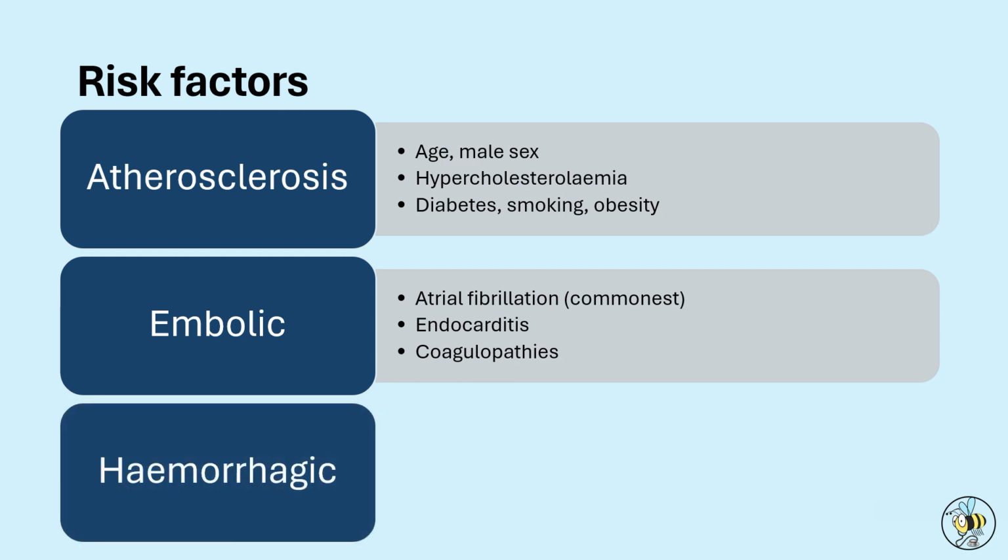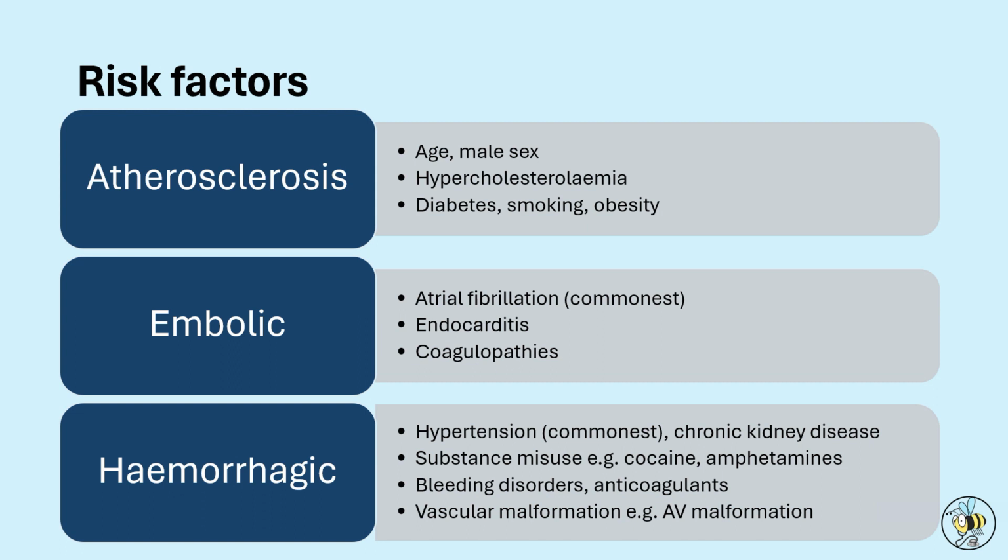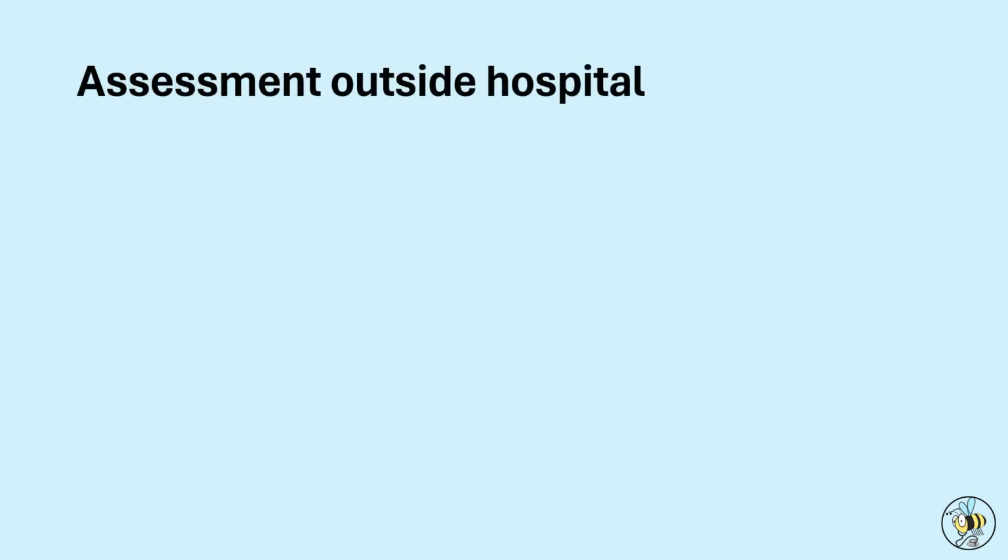Hemorrhagic stroke most often is due to high cerebral blood pressure, which can be from essential hypertension, chronic kidney disease, and substance misuse such as cocaine and amphetamines, which can cause vasospasm of the arteries. Other risk factors include bleeding disorders, use of anticoagulants, and vascular malformation such as arteriovenous malformation. Note that patients tend to have multiple risk factors which can interact with one another, amplifying the risk of stroke. Example, a patient with diabetes and hypertension will have a higher risk than diabetes alone, and can develop both ischemic and hemorrhagic stroke.